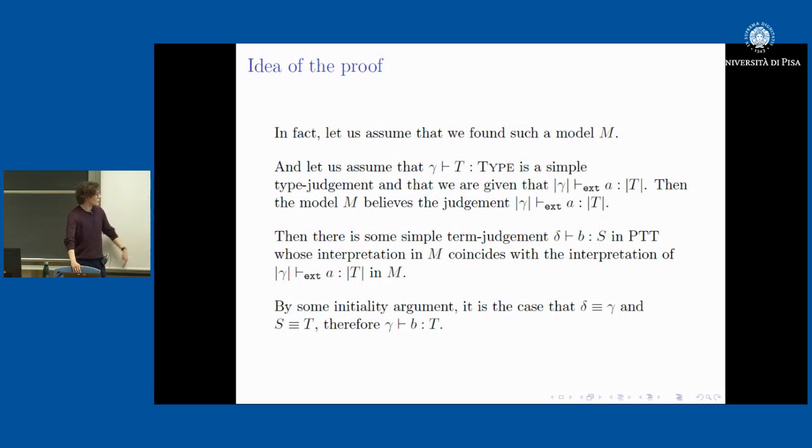And then by some initiality argument, delta needs to be exactly gamma, and S needs to be exactly T. So PTT finds a term B, which lives in T. With the hypothesis, I tell you again that the same happens for the extensional type theory. Okay, so this is how you prove the conservativity result.